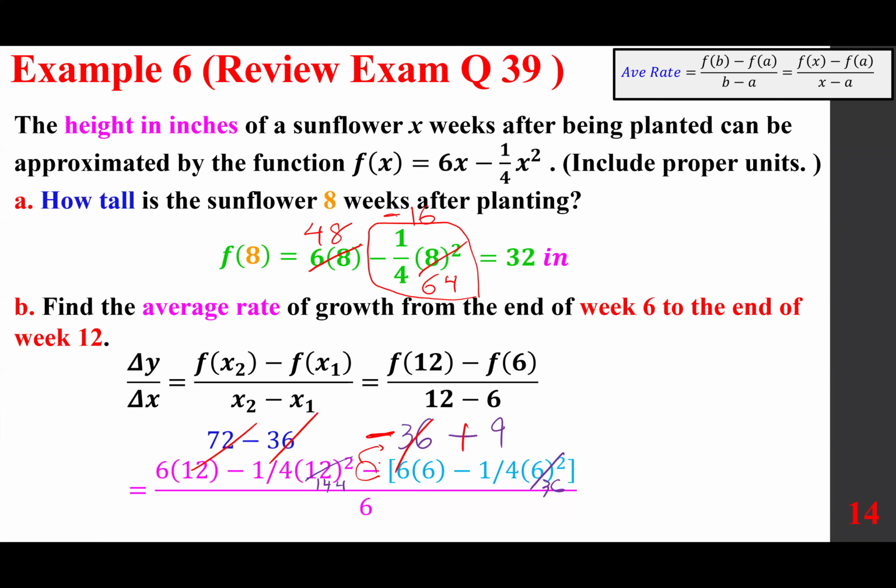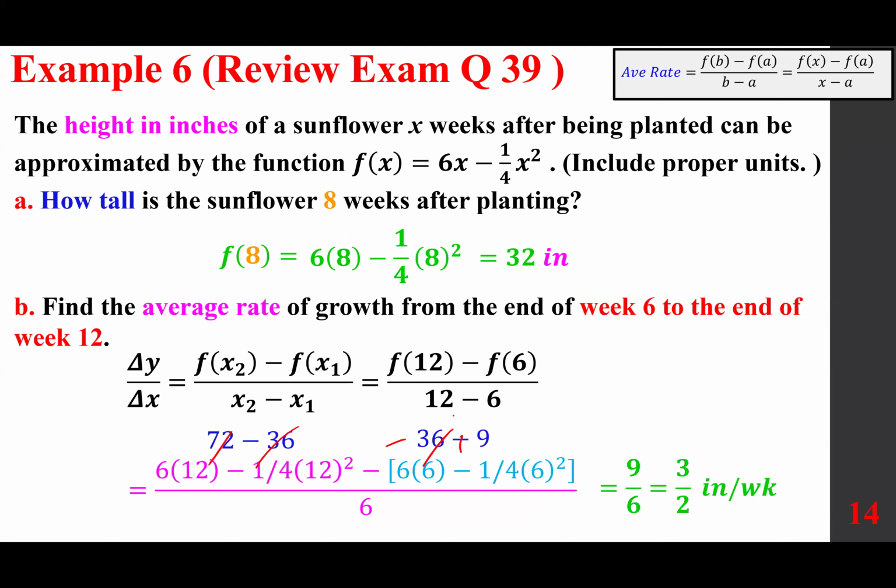The answer is 9 over 6, which is 3/2. So this is 36 minus 9 also. And as I mentioned, minus and plus, so they cancel each other. So 3/2 of an inch per week. Please understand the units would be the units of the numerator, change in height, over the units of the denominator, change in time in weeks. So that's what we have.